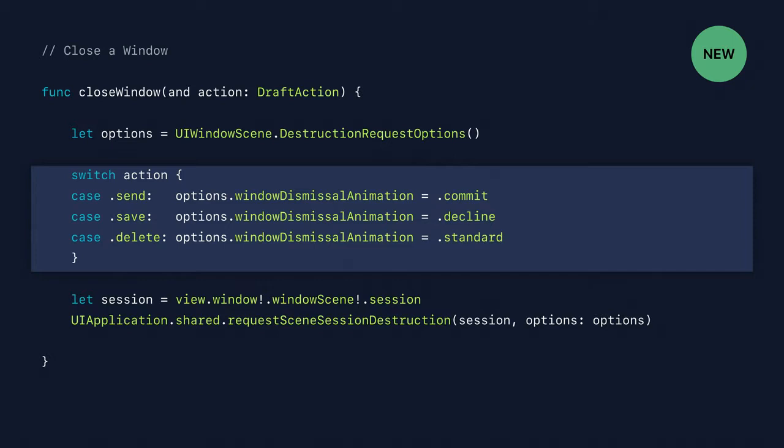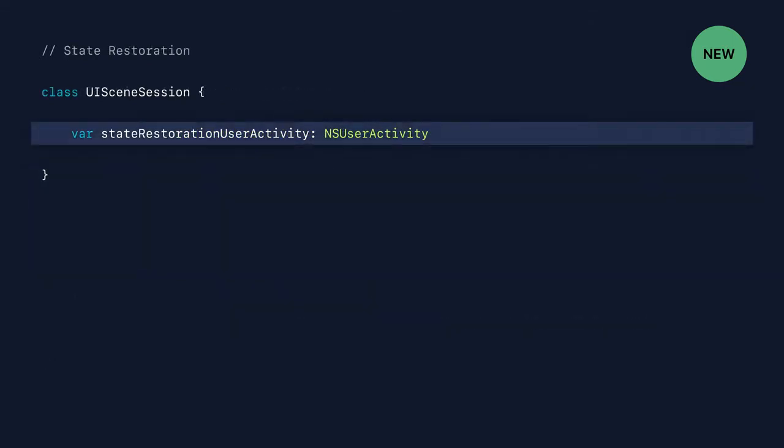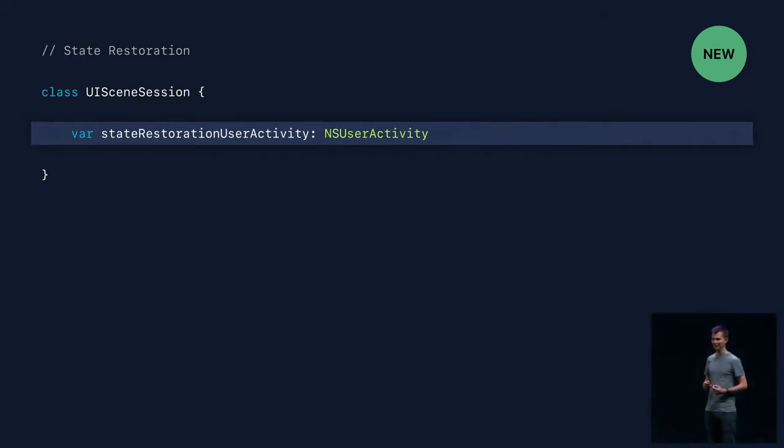Now, window management isn't all that the session can do. We've also added state restoration to it, as shown with the NSUserActivity for state restoration. We think for lots of apps, this is going to be a really simple and easy way to start saving your state, especially if you've already invested in technologies like Handoff. But we also realize that many of you have apps with existing state restoration logic, and maybe you don't want to work to integrate it with NSUserActivity.